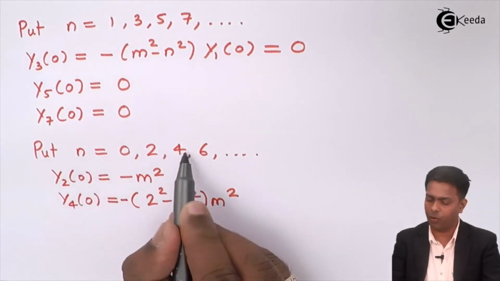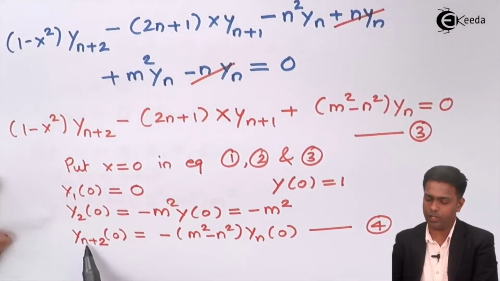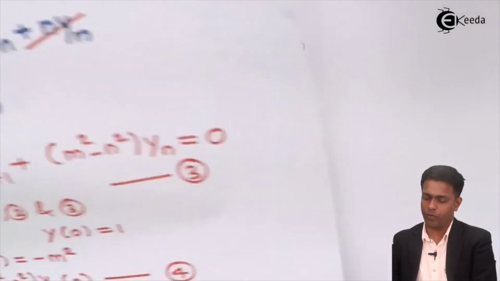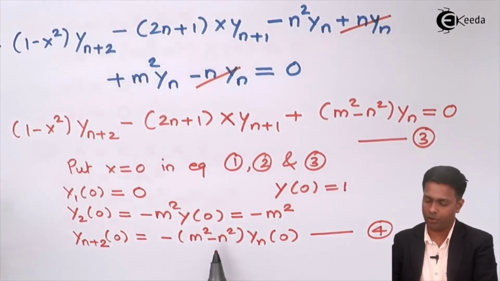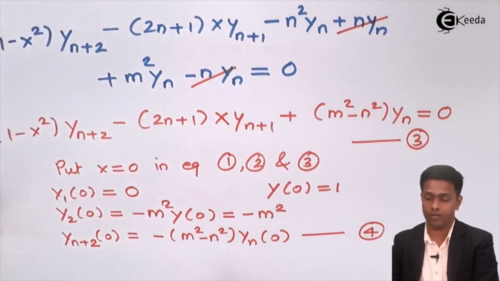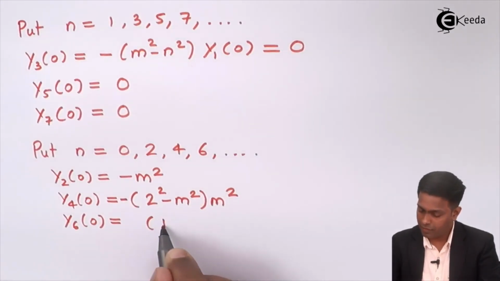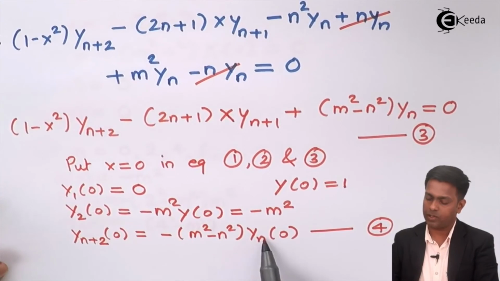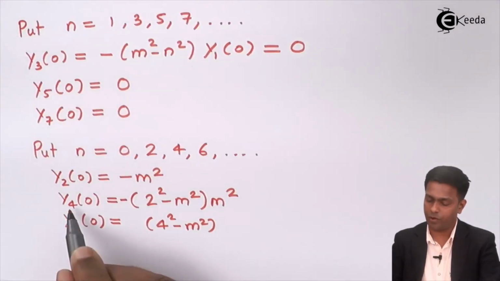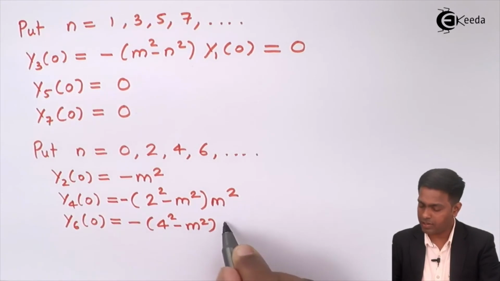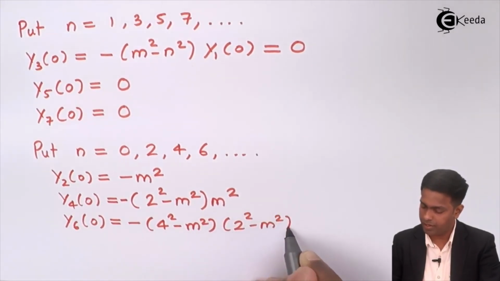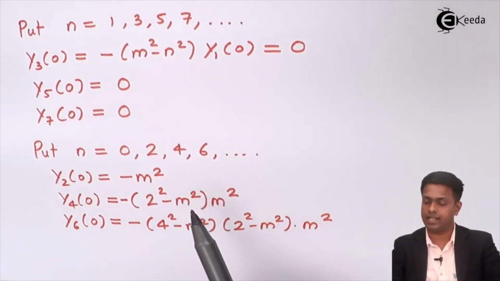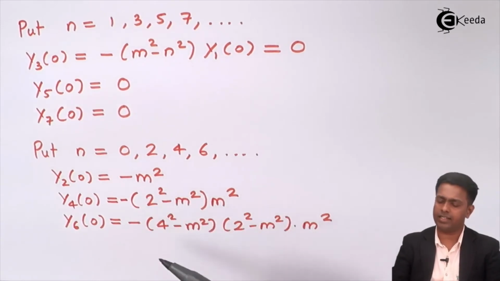Next I'll put n as 4. So if I put n as 4, I'll get 4 plus 2, that is 6. So y6 of 0. If I put that 4 in the right hand side, we'll get 4 square here. Due to the negative sign, this will become positive, this will be negative. So here I'll say it is 4 square minus m square into y4 of 0. So guys, y4 of 0 is this. If I put the value here, so minus 2 square minus m square into m square. So guys, if I keep putting these values, that is 6, then 8 and 10, then I'll get this series continuously.